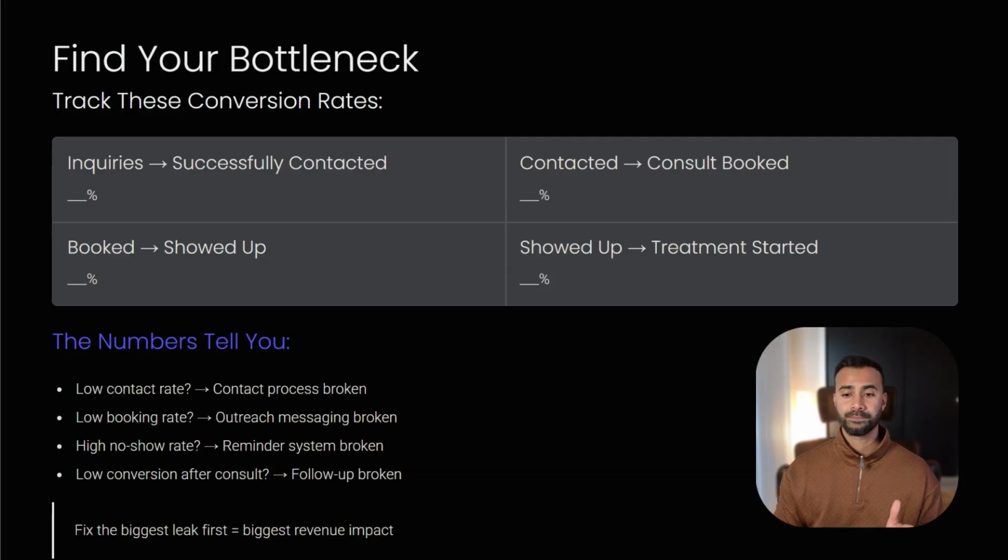So if your contact rate is low, your contact process is broken. If your booking rate is low, your outreach messaging is broken. A high no-show rate means you don't have reminders going out to remind them that they have an appointment with you. Fixing the biggest leak first when you run these numbers is going to make sure that you have the highest leverage in terms of building up that revenue.